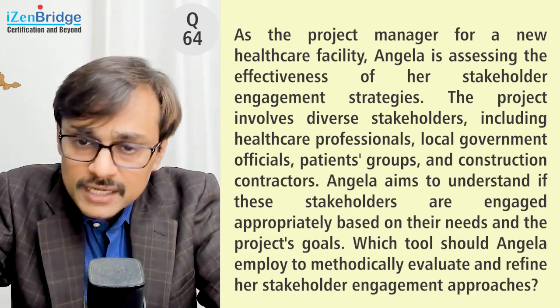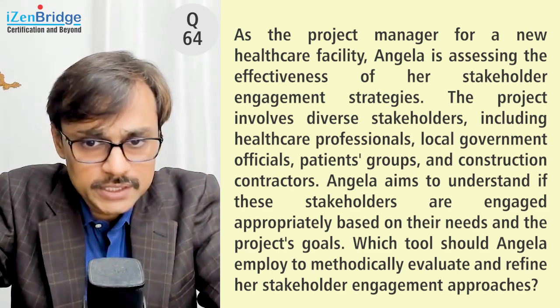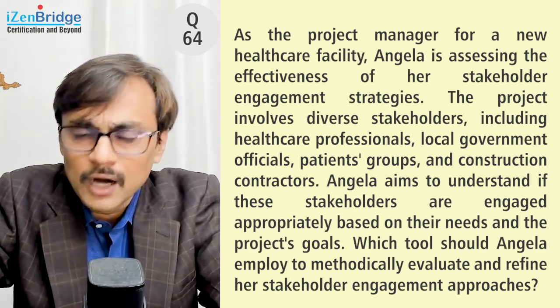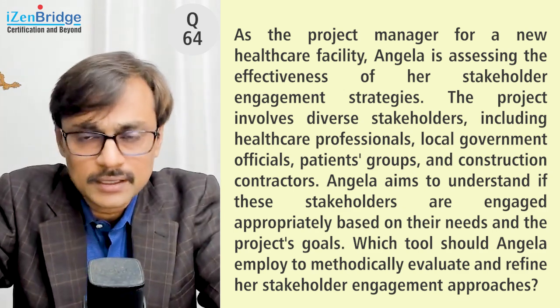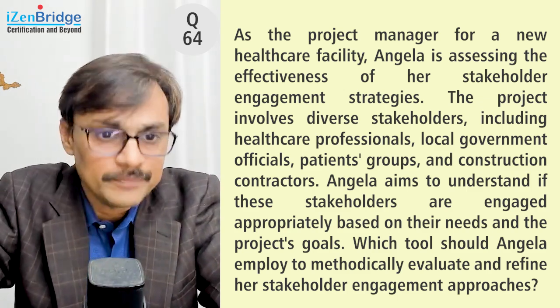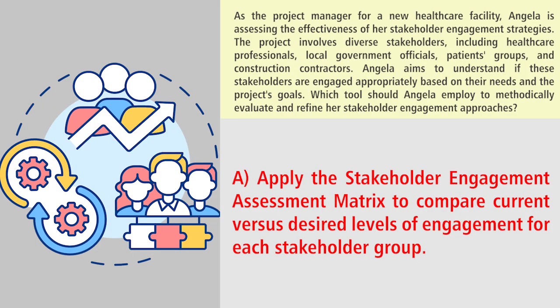So it's a project with a group of stakeholders, and we want to understand how the different groups are engaged and how we should refine our approach so that we can improve the engagement. That seems to be the question. Let's see option A. Apply the stakeholder engagement assessment matrix to compare current versus desired level of engagement for each stakeholder group.